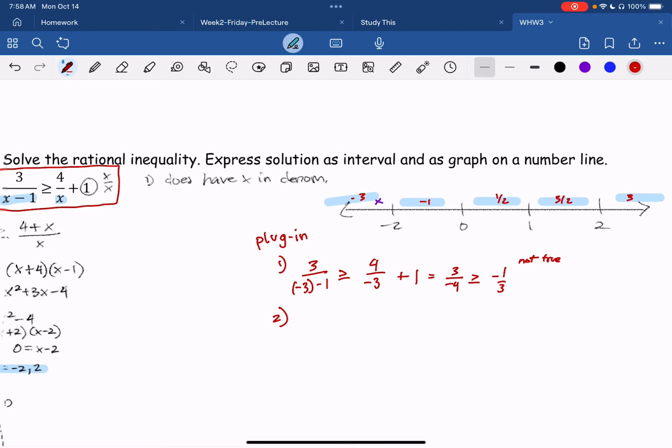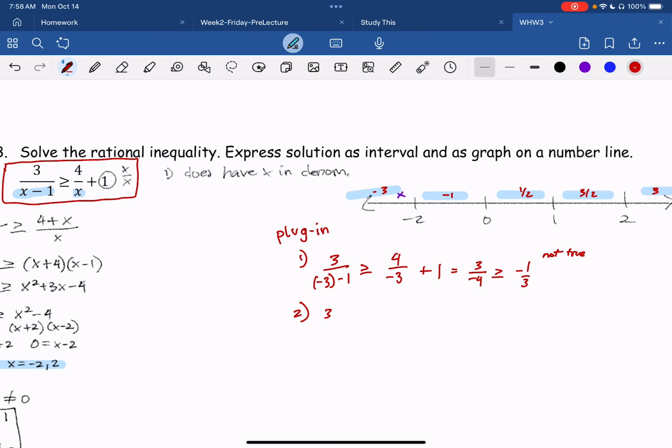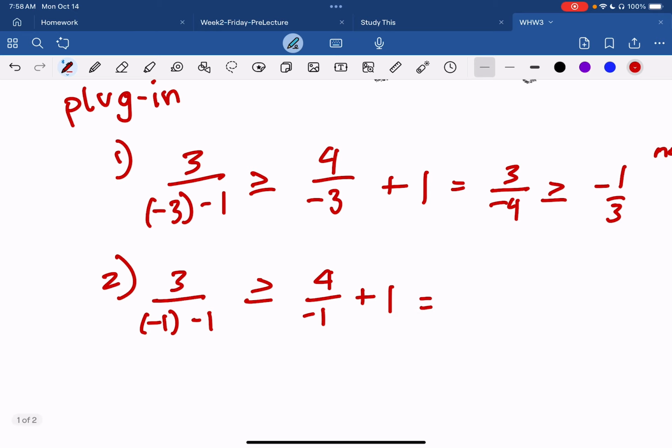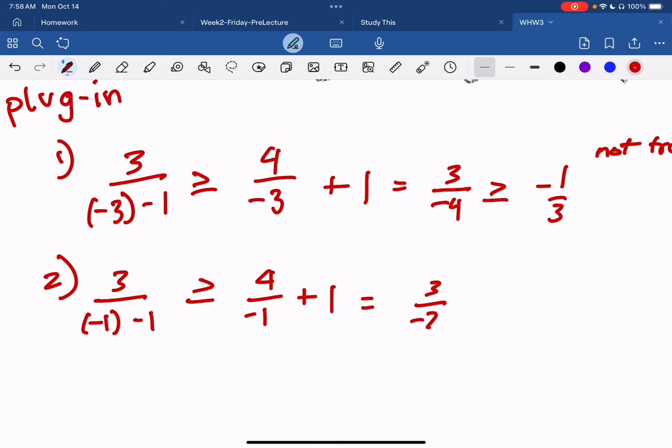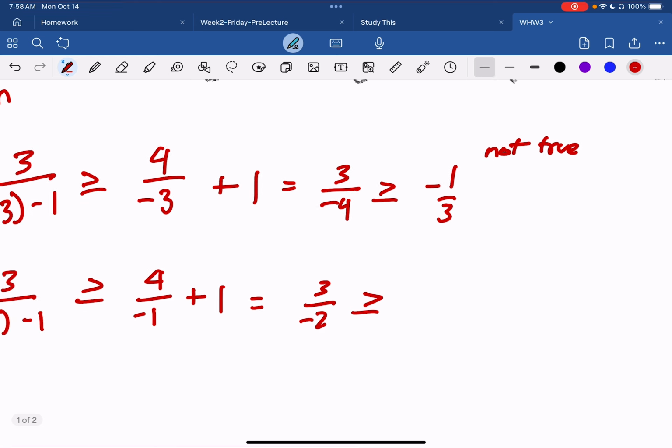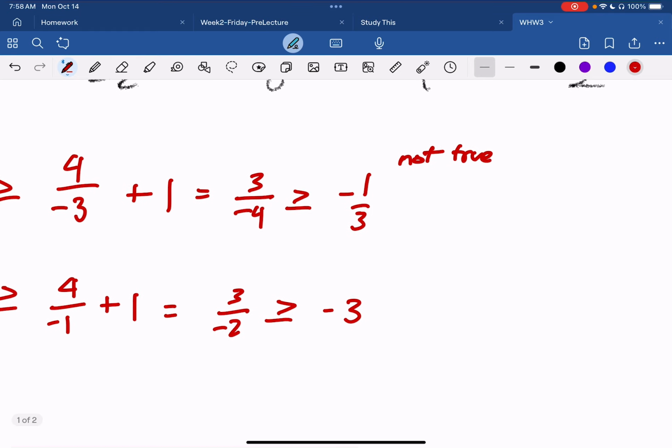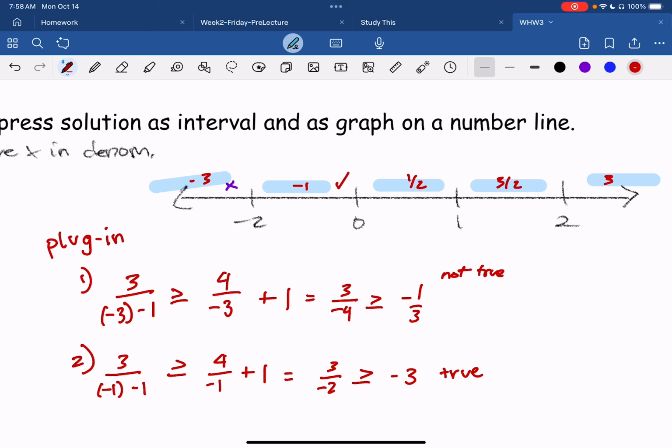To plug in my next value, plug in -1: 3 over -1 minus 1, which is 3 over -2, is greater than or equal to -1 plus 1 over... -4 plus 1, which is -3. Let me see if that's true. Yes, it is true. So it works here. I'll write it in blue so there's a difference.